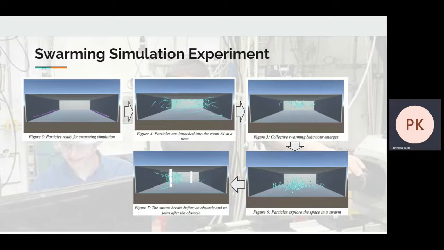When two vertical cylinders are inserted as obstacles into the room, the swarm reacts to these obstacles, breaking before them and rejoining after them. This can be seen in the last figure. The images of swarm behavior simulation shown here were taken during a period of less than a minute, and the simulation continued afterwards without set time limits.